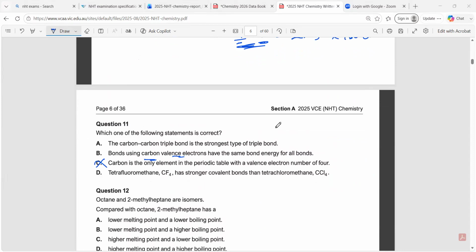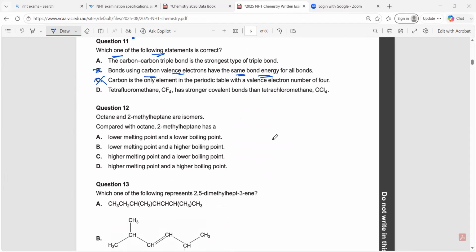Yeah, so I'm not too sure how to do this question. I didn't realize this was on the study design, so I might have missed something. I definitely know that B is not correct because they don't have the same bond energy. Yeah, it's a good one to just double check. I'm not too sure though. Yeah, so sorry about that. I don't really know how to do that one, but let's keep going. Maybe somebody in the comments can let us know.